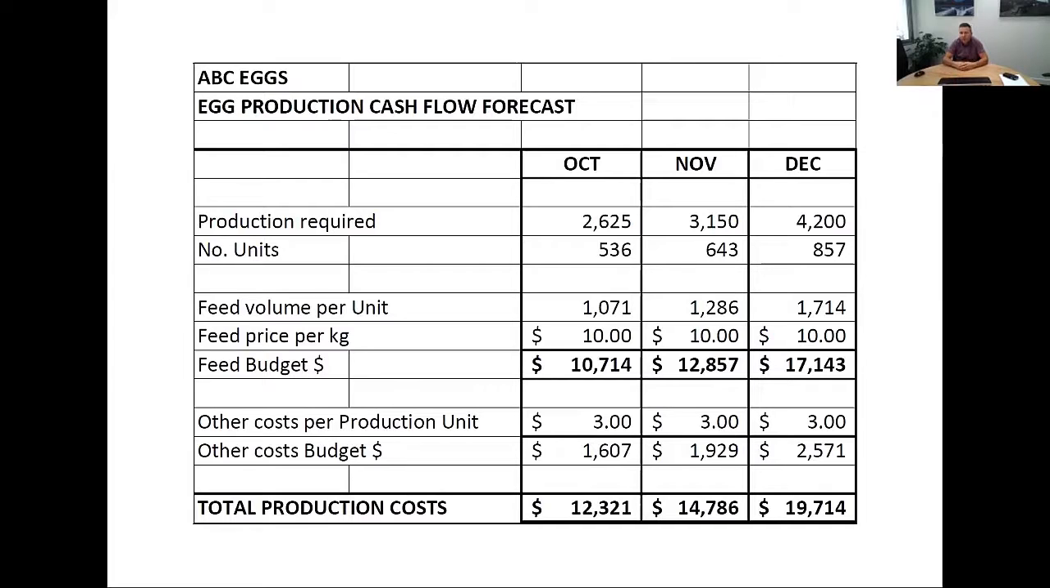Other costs per production unit might be medical costs or other direct costs relating to producing those particular goods. So effectively, you've got total production costs of $12,321 forecast to produce 2,625 dozen eggs in that month of October.